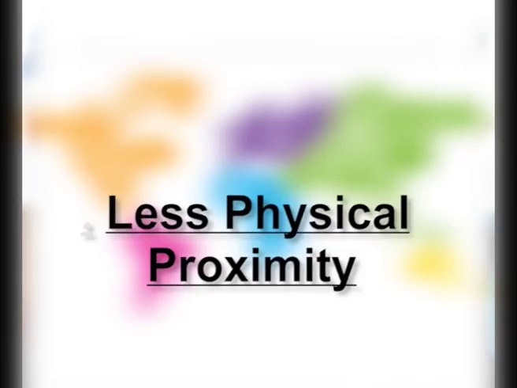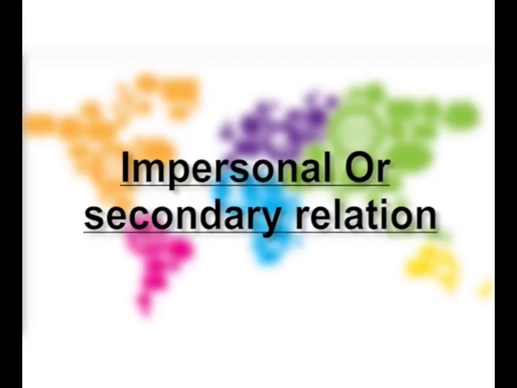Its members are relatively larger in size than the primary one. They can be thousands and hundreds of thousands of members. Second, less physical proximity. Their physical proximity is rarely found and most of the members reside quite away from each other. Third, impersonal or secondary relation. Its basic elements are indirect, impersonal, contractual as well as non-inclusive relations. Usually, they come close to each other for achieving common interests.